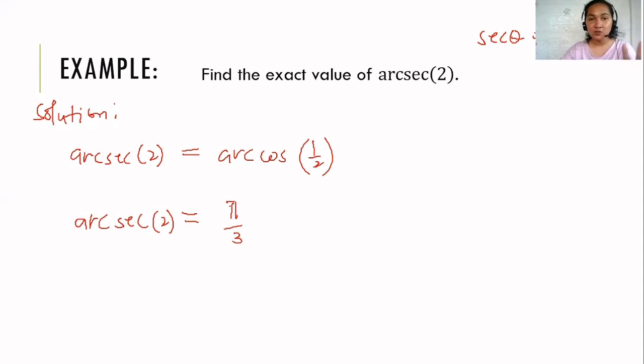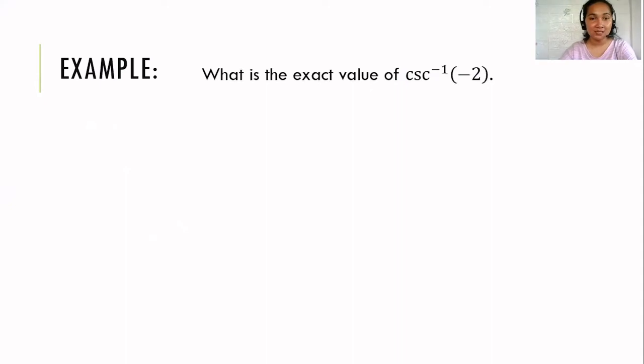Again, we do not take the reciprocal of the arccosine, but rather the input. From arcsecant 2, this is equivalent to arccosine of 1/2. Again, for arcsecant theta, this means arccosine of 1 over theta. We take the reciprocal of the input, not the cosine itself. Let's proceed with the next example.